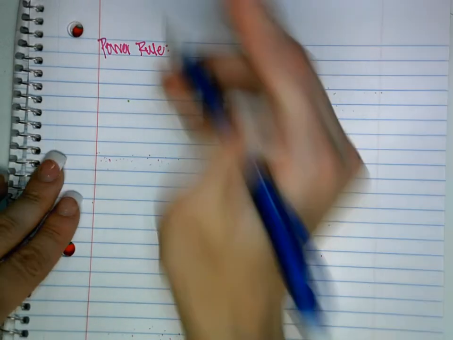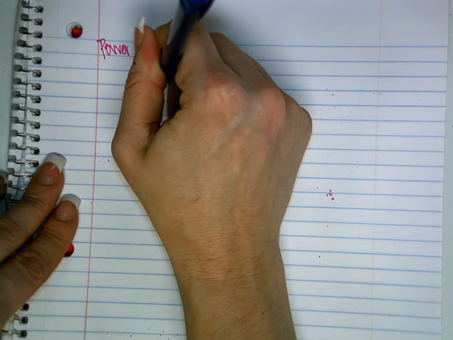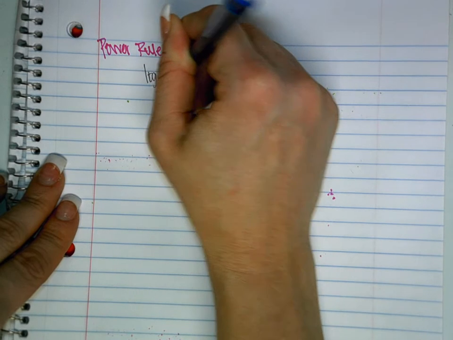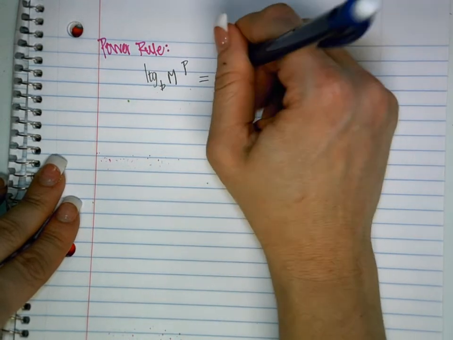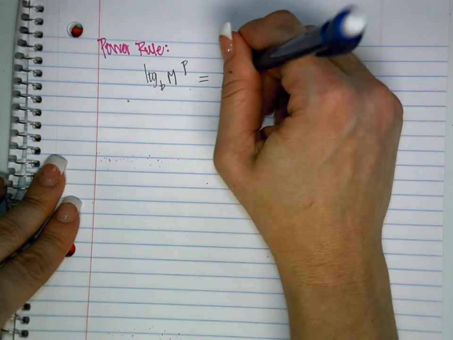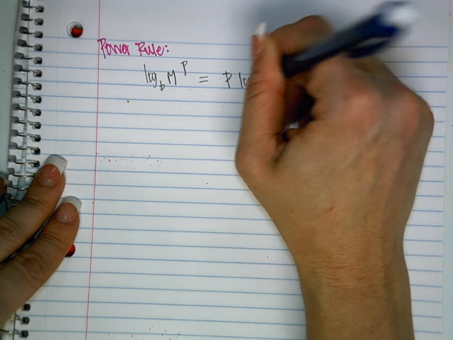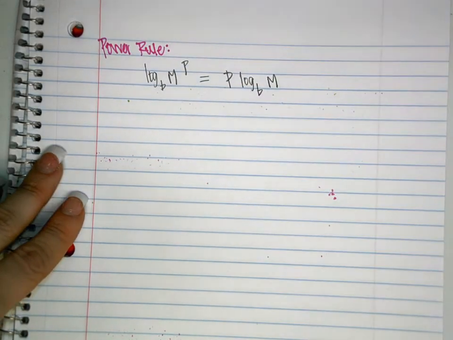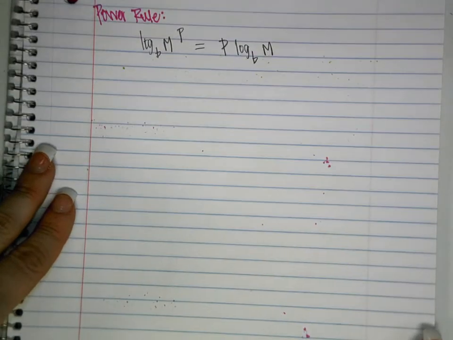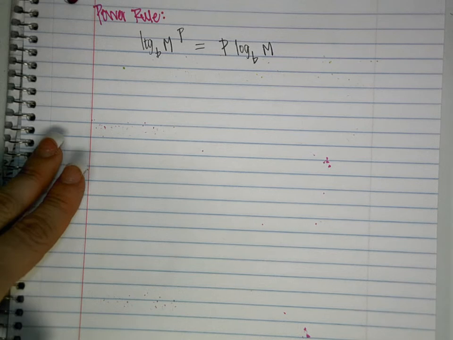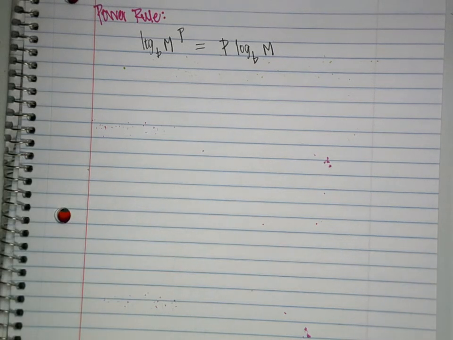Okay, and the power rule says that log base b of m to the p power is equal to p multiplied by log base b of m.